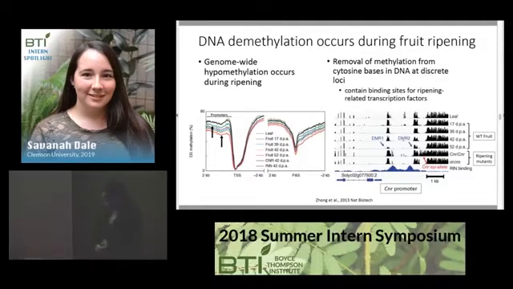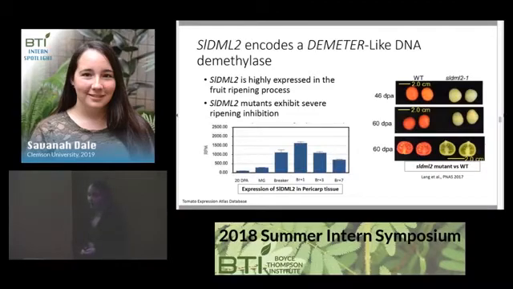Okay, so SlDML2 encodes a Demeter-like DNA demethylase. We know that SlDML2 is highly expressed during the fruit ripening process. Here you can see that at 20 days post-anthesis, there's not a super high expression of SlDML2, but its expression exponentially increases during the process. And then again, I'd like to point out that SlDML2 mutants, which this is a mutant in a microtome background, does not undergo ripening. And here we have a wild type fruit for comparison, and there's a very big difference here.